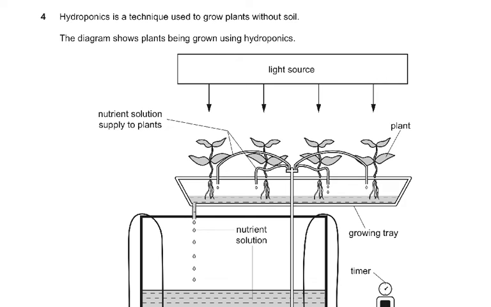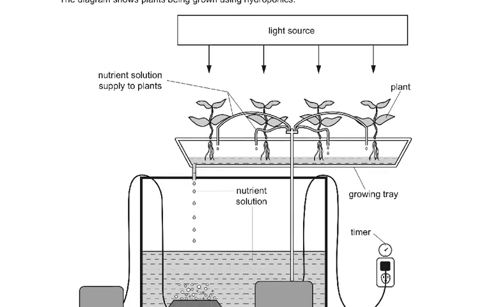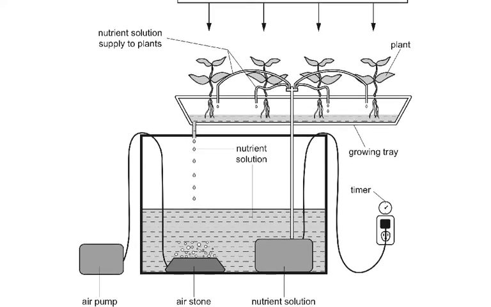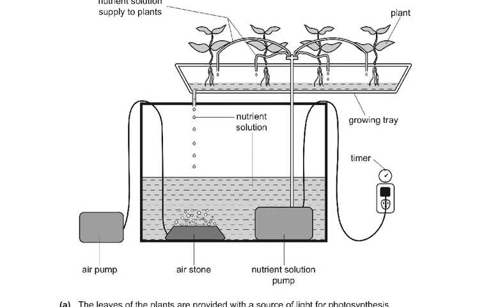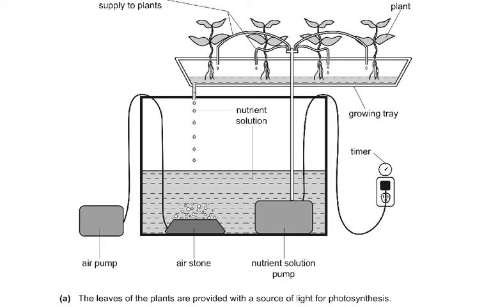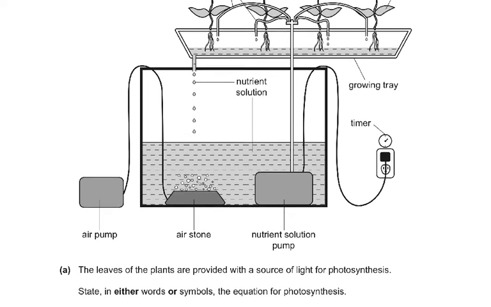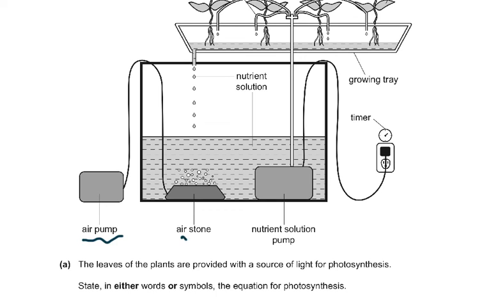Question 4. Hydroponics is a technique used to grow plants without soil. The diagram shows plants being grown using hydroponics. There's a light source, there's a nutrient solution supplied to plants, there's a plant, there's the nutrient solution, there's a growing tray, there's a timer, there's an air pump, there's an air stone, and there's a nutrient solution pump. So please look at the diagram very carefully and see what they're trying to show you.